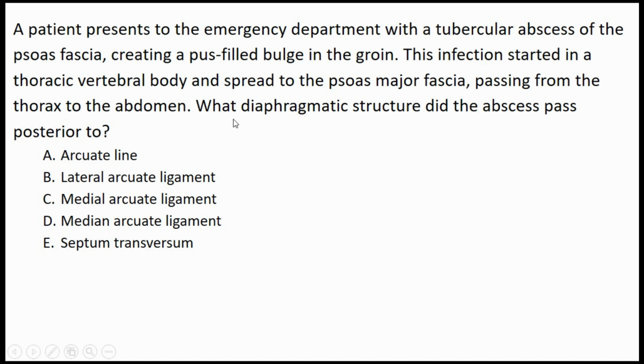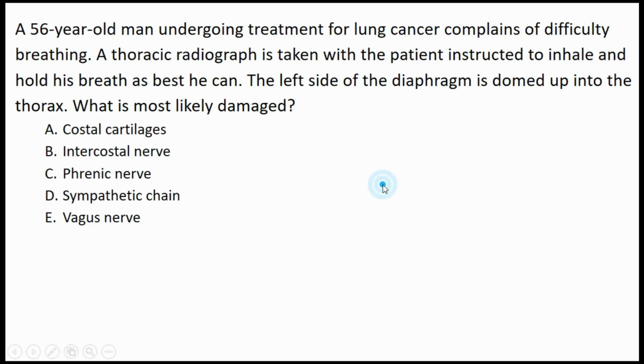And the psoas is covered by C, the medial arcuate ligament. So lateral arcuate ligament, that's quadratus lumborum. B, that's going to be psoas major, so C is the correct answer. And D, median arcuate ligament, that's the part of the diaphragm covering the aorta. Next up.